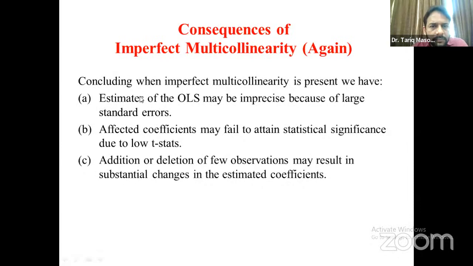Now on consequences: when imperfect multicollinearity is present, estimates of OLS may be imprecise because of large standard errors. Affected coefficients may fail to attain statistical significance due to low t-values, because there is an increase in the variance. Addition or deletion of a few observations may result in substantial changes in the estimated coefficient. When we are adding a few data or deleting some observations, there may be a drastic change in the estimated coefficient.